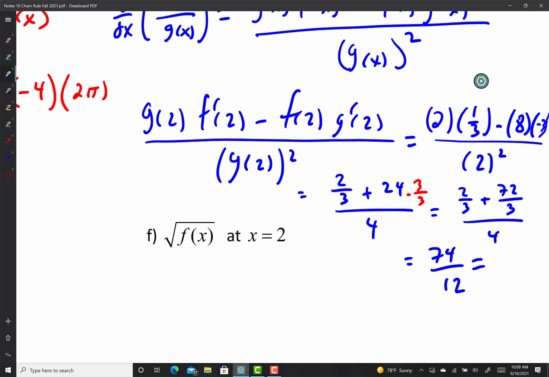74 over 12. 37 over 6. Cut it in half, both of them. Hopefully I didn't make any mistakes, and there it is.